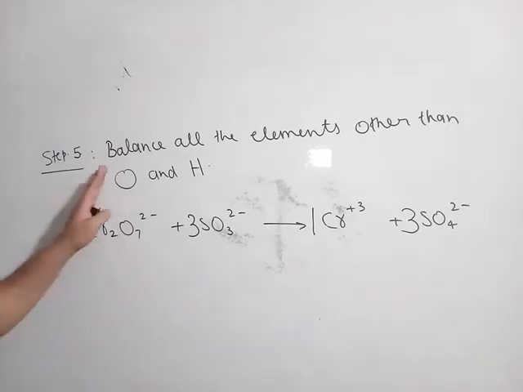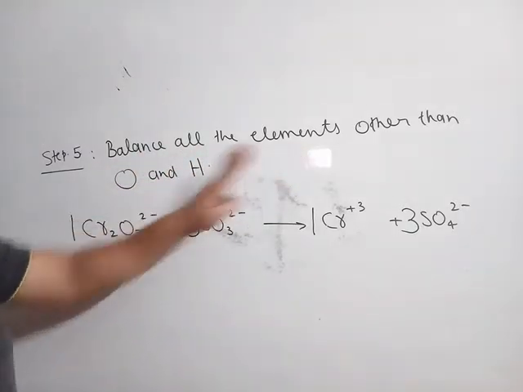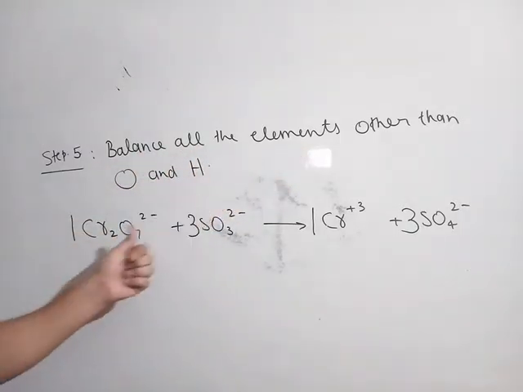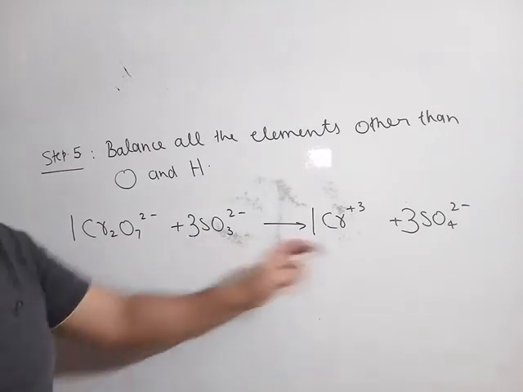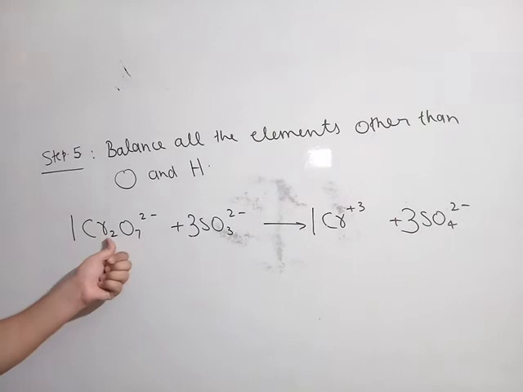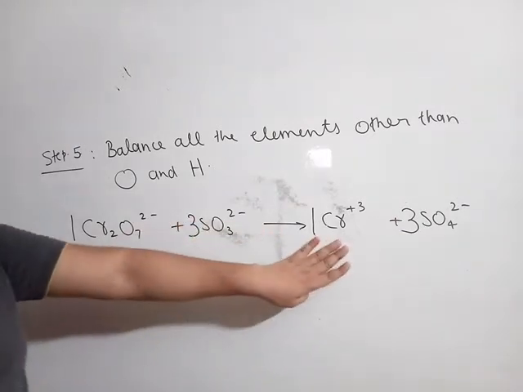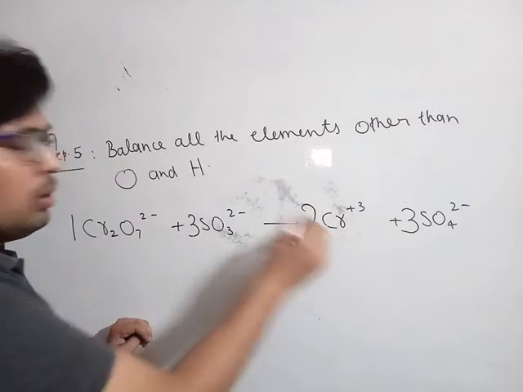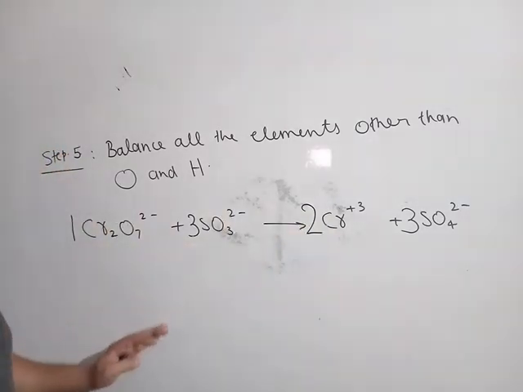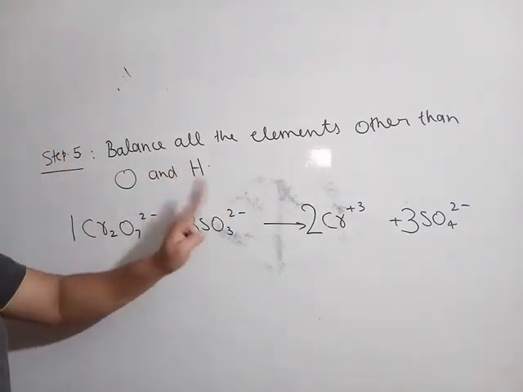Our next step is to balance all the elements apart from O and H. Sulfur is balanced, 3 and 3 over here. For chromium, we have 2 over here and 1 here. So we'll multiply by 2 to balance the chromium, and oxygen and hydrogen will balance in the next step.